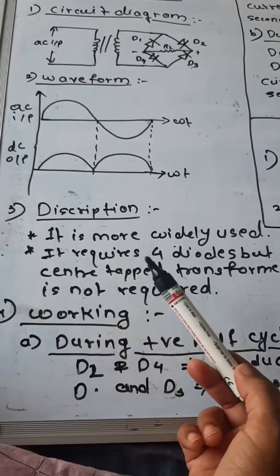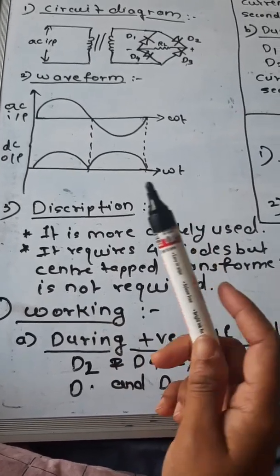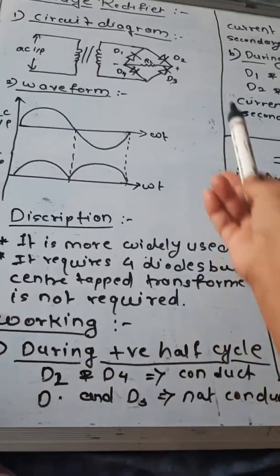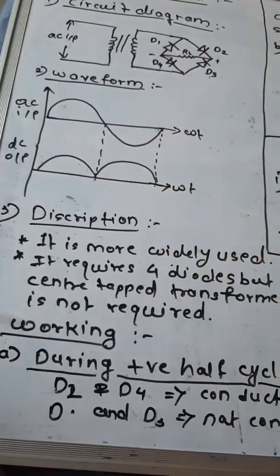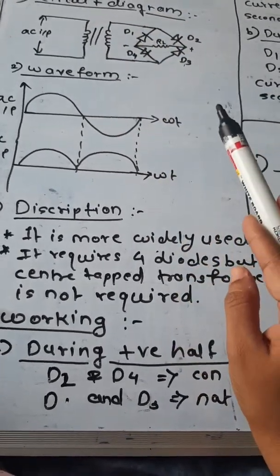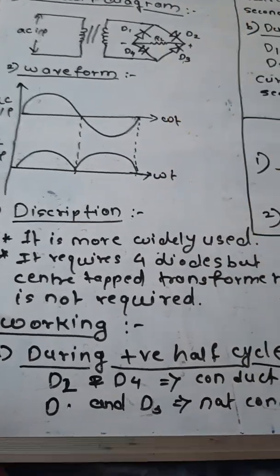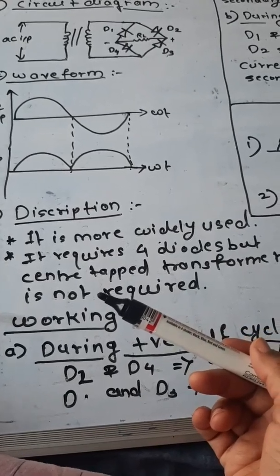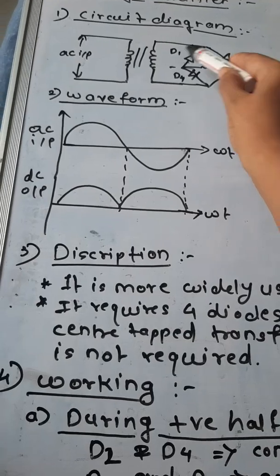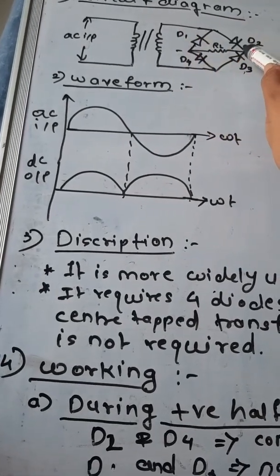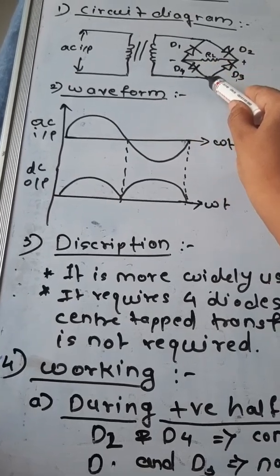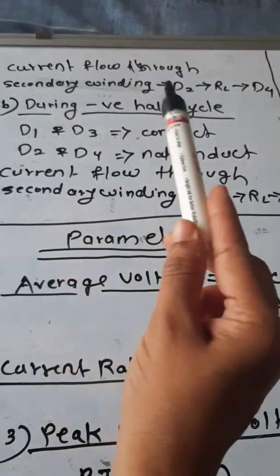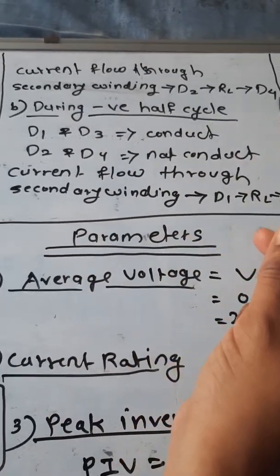Okay, working is what? Now again there are 2 half cycles, positive half cycle and negative half cycle. During positive half cycle, diodes D1 and D3 are reverse biased, so they cannot conduct, and diodes D2 and D4 are forward biased, so they will conduct. The current flows through the secondary winding of transformer, D2, RL and D4.